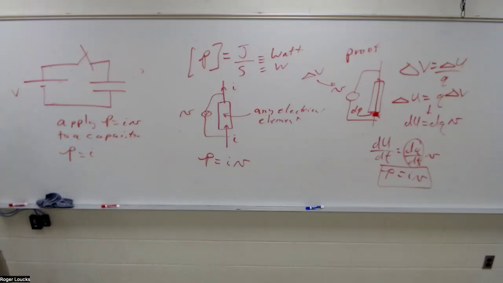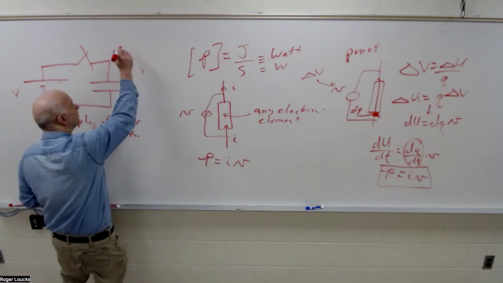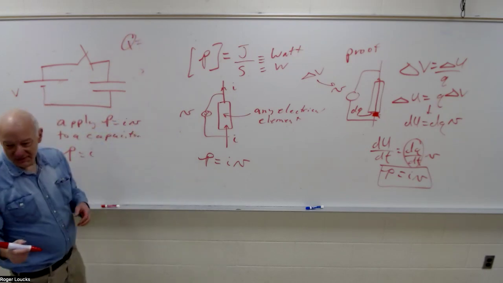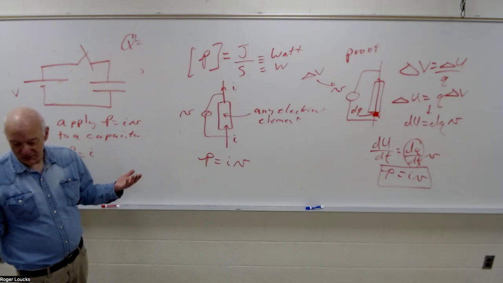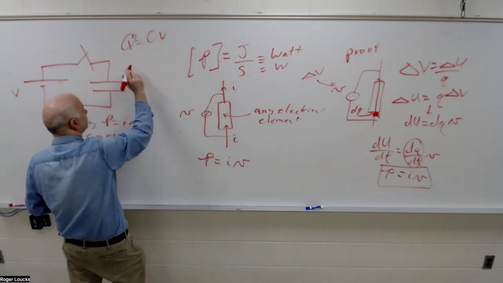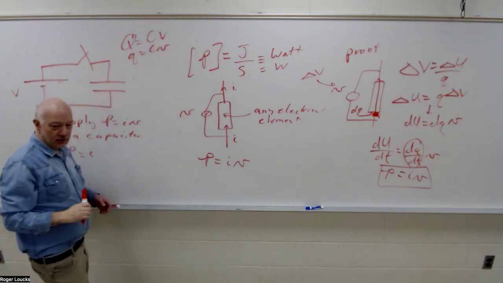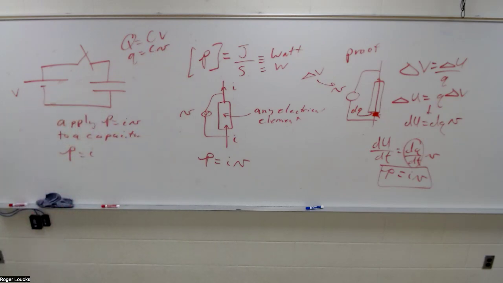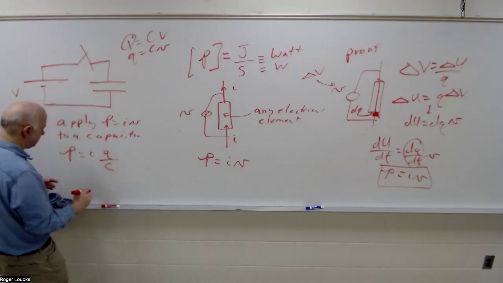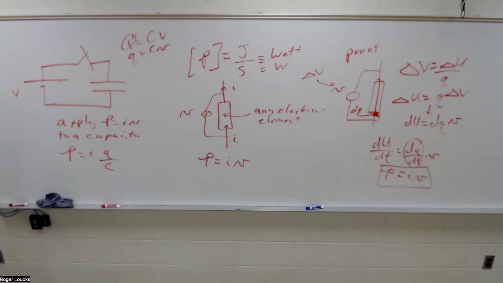What's the voltage across a capacitor? I think the Q equation is always easier. Q equals CV. We're looking at how it varies with time. So V is always, for a capacitor, Q over C. And what's my definition of I? I is dQ/dt.